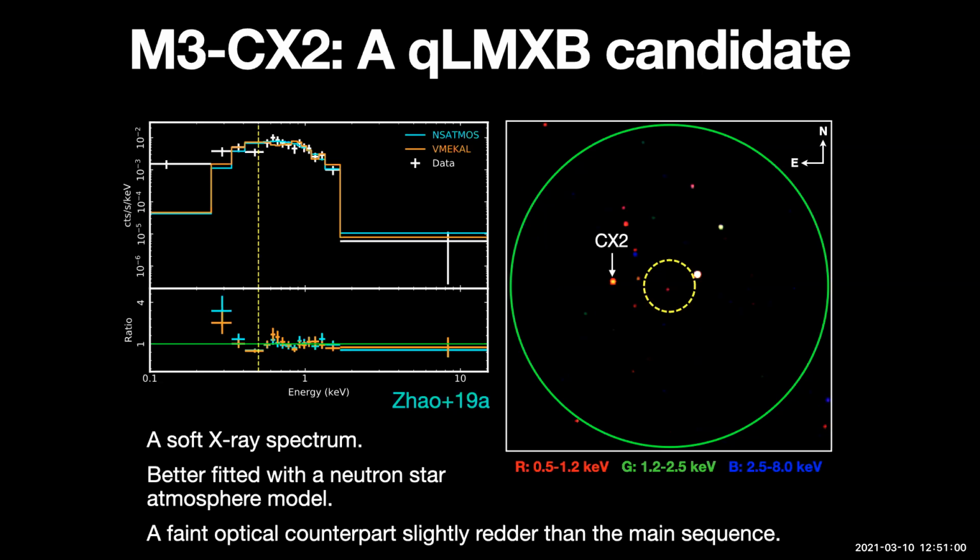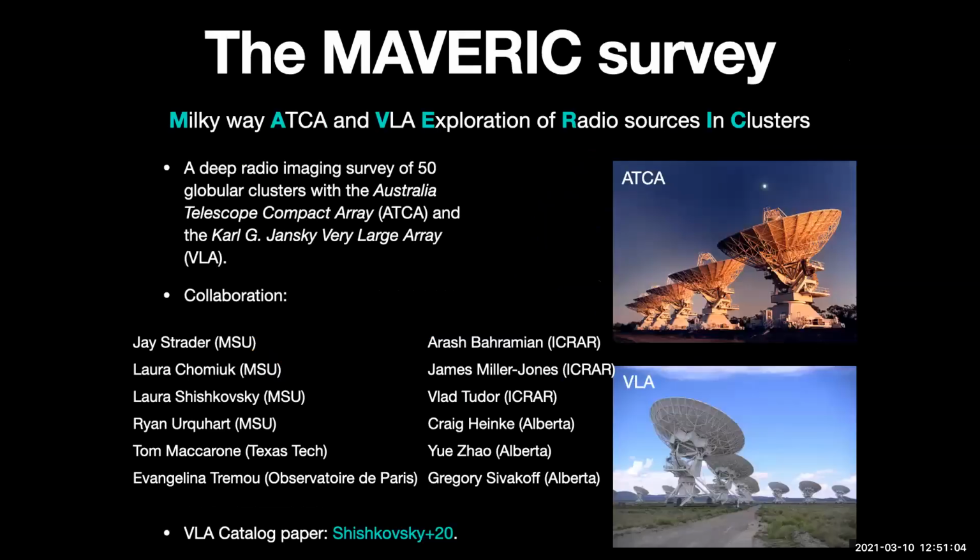Besides optical and X-ray, I also use observations from a radio imaging survey, specifically the MAVERICK survey. MAVERICK stands for the Milky Way ATCA VLA Exploration of Radio sources In Clusters. It's basically a deep radio imaging survey of 50 globular clusters with the Australia Telescope Compact Array and the Karl G. Jansky Very Large Array. ATCA is for more of the southern clusters, whereas VLA is for more of the northern clusters.